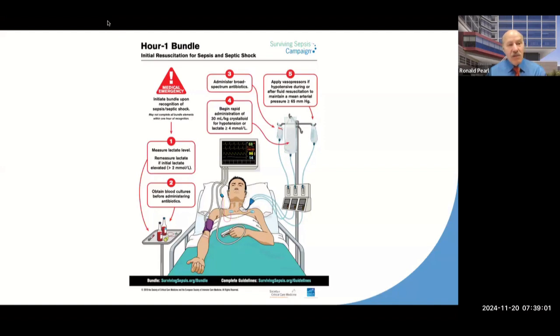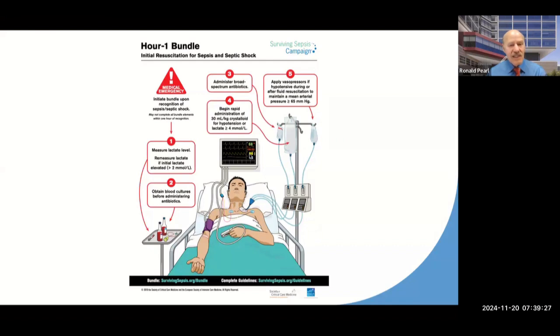At the same time, get blood cultures, and these should be obtained before antibiotics so that the antibiotics don't prevent being able to identify infection and the specifics of what that infection is, and then administer broad spectrum antibiotics. And ideally, this should all be done within that first hour of diagnosis. You can then begin rapid fluid administration.